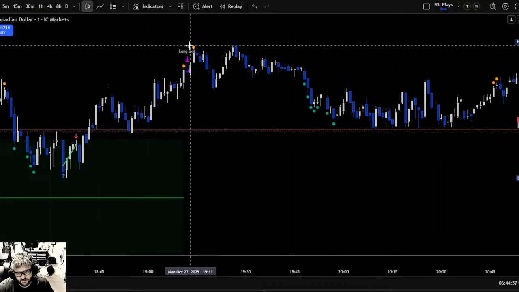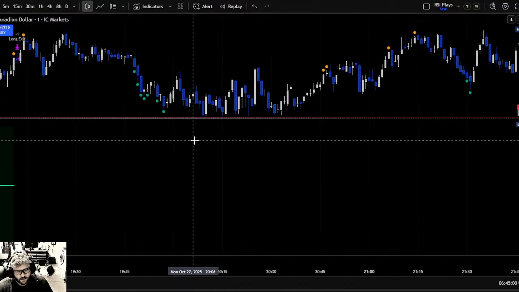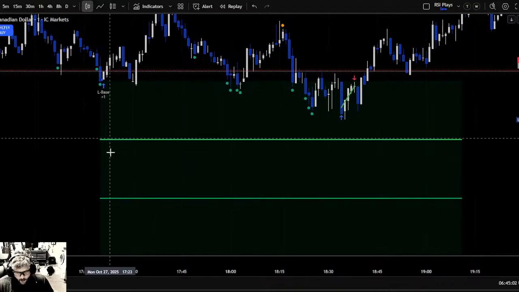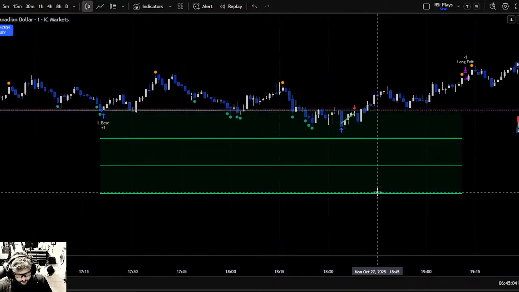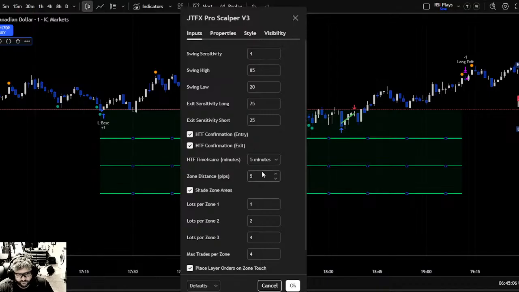Orange lines telling you it's time to sell, green telling you to buy. If you don't get this zone box, which these are set for a different pair, we're going to drop this down to 2.5.